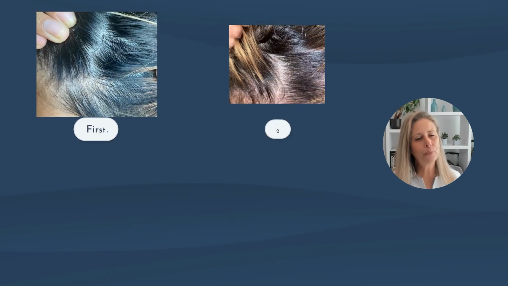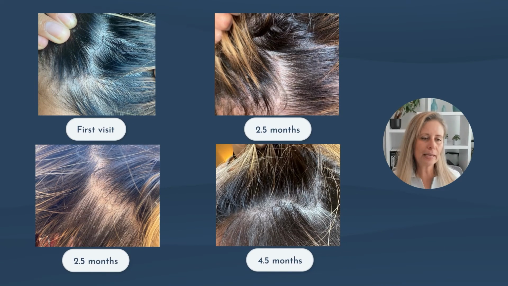For her scalp, we can see at the first visit, there's flaking and a plaque here. The plaque is gone after 2.5 months, but we can still see flaking. At this next 2.5 month follow-up, she had been on a cruise with her family and had indulged in sugar and alcohol and all sorts of things that feed Malassezia. So we do see an uptick, but then at the 4.5 month mark, she's basically clear on the scalp.